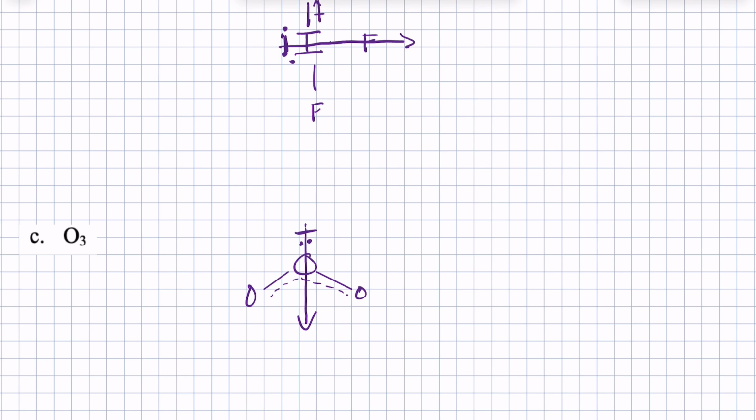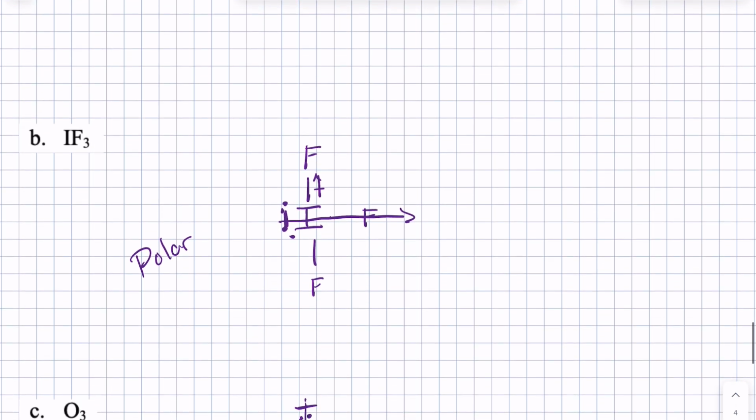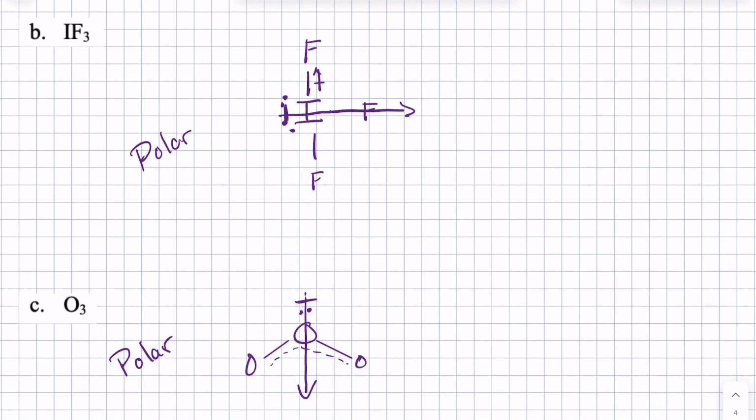All right. Again, all 3 of these are polar because all 3 of these have a non-symmetrical charge distribution. The presence of the non-bonding pair of electrons means that we have different groups around the central atom. So I hope this is clear. If you have any questions, make sure you ask.